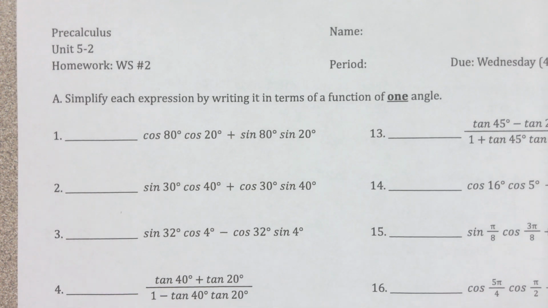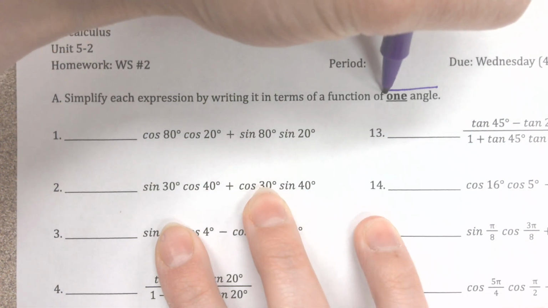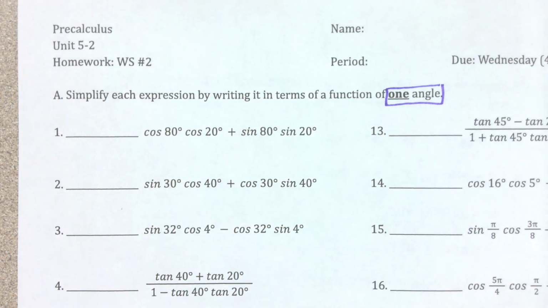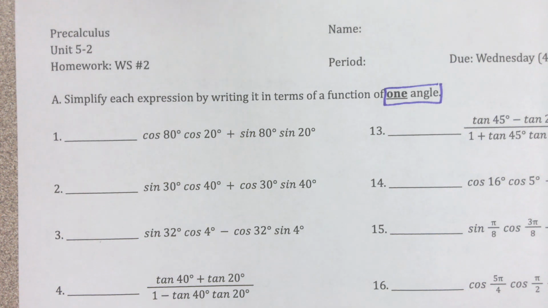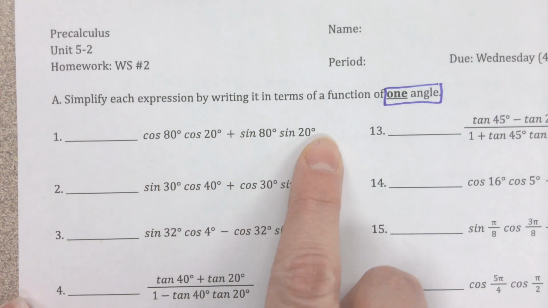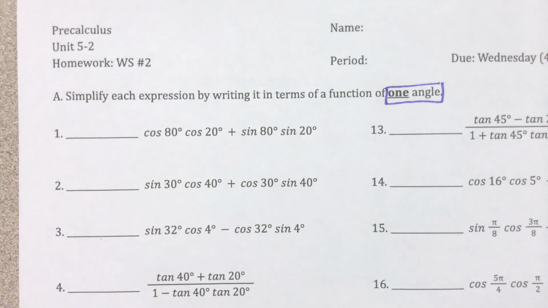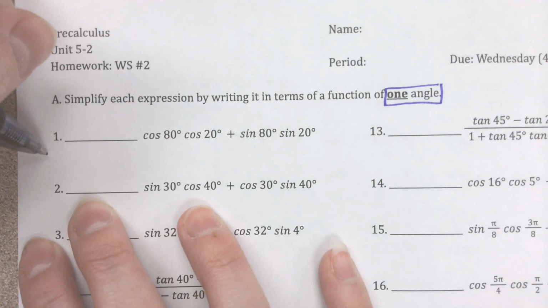Simplify each expression by writing it in terms of a function of one angle. And I've already given a bit of explanation for that, but I'm going to emphasize that in a moment. So number one, let's just first figure out which formula we're using here. We have cosine, cosine, sine, sine. When you see that pattern, you have a cosine formula. So let's start there. We have a cosine formula.